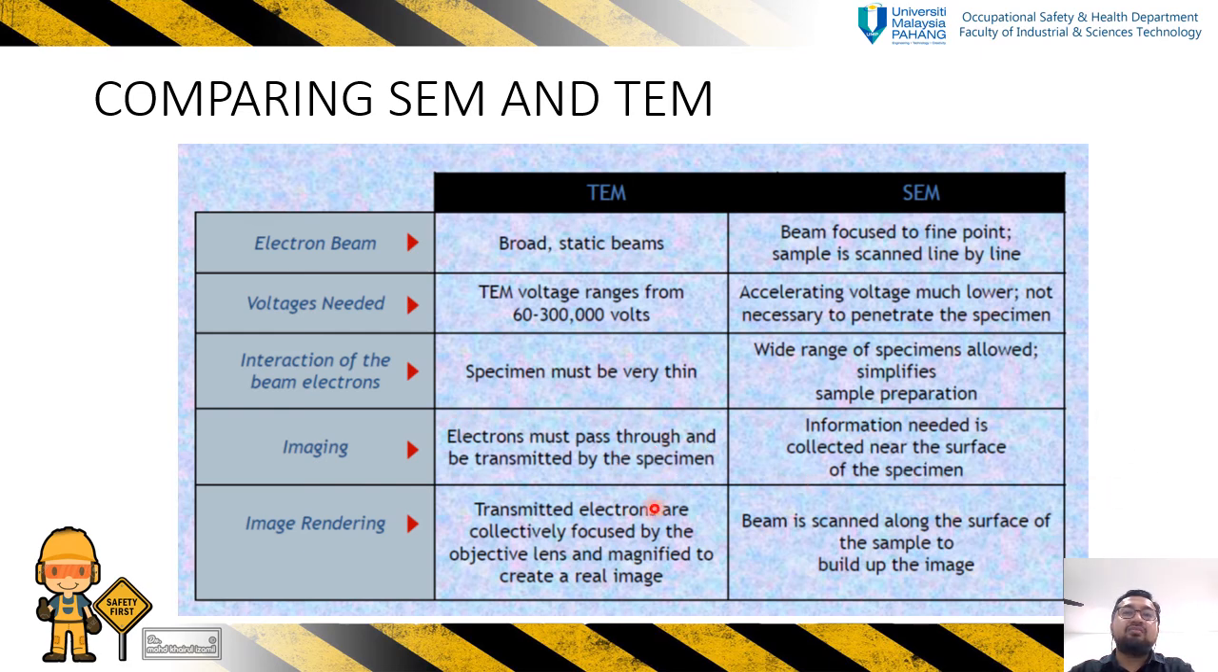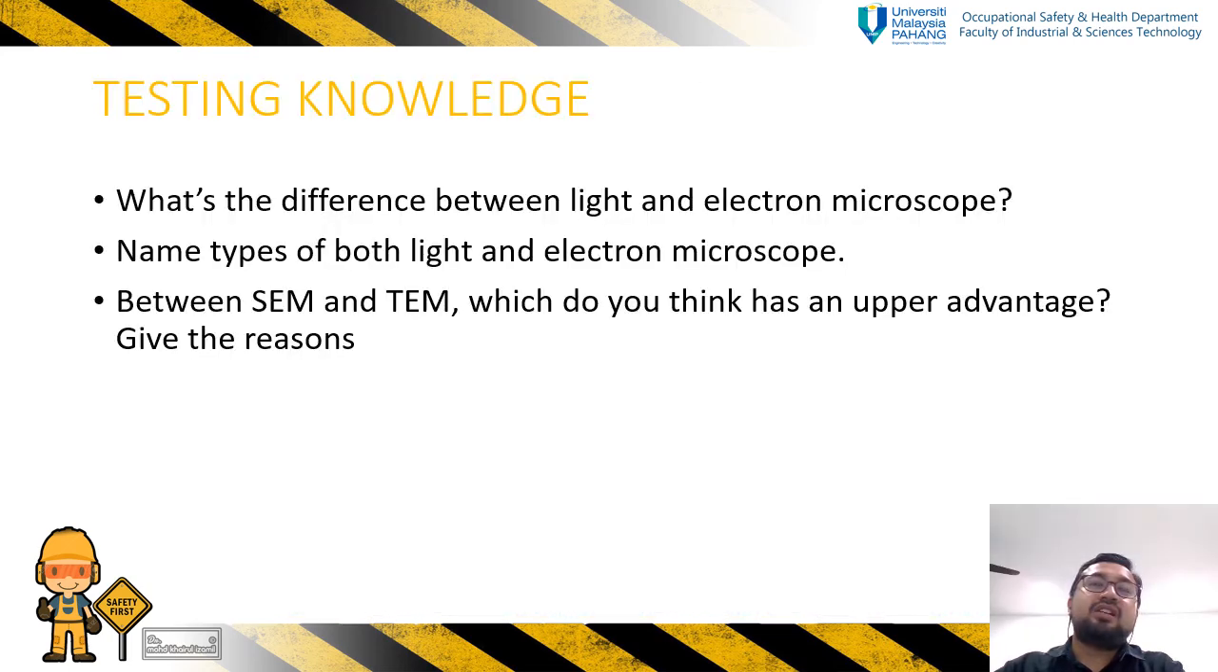Inilah dia lagi mudah. Image rendering, transmitted electrons are collectively focused by the objective lens and magnified to create a real image. Beam is scanned along the surface of the sample to build up an image. Okay, so kalau kita tengok pun kita tahulah yang mana lagi bagus kan. Alright. Okay, this is the last slide kot saya rasa. Hari ni punya tajuk sangat sedikit dan tahu just basic knowledge of microscope sahajalah.